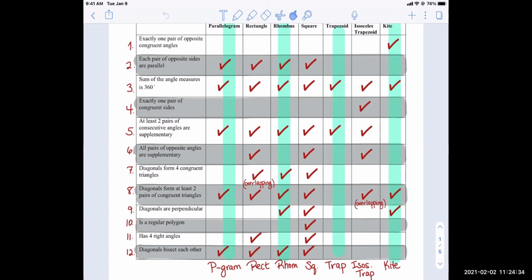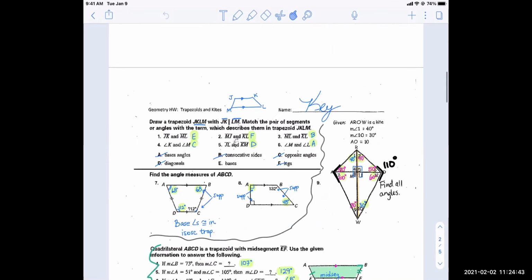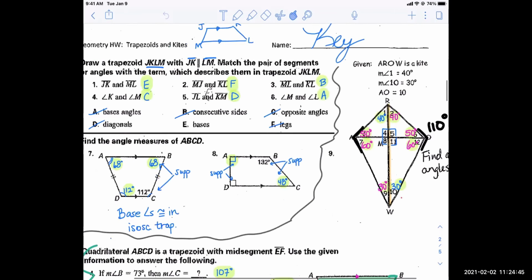Any questions on the chart? All right, here's the top of the next page.